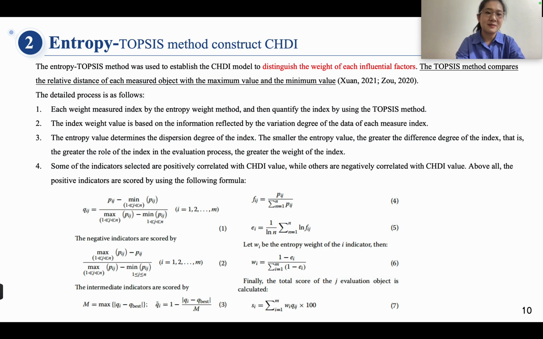The entropy-TOPSIS method was used to establish the CHDI and distinguish the weight of each influential factor. This method compares the relative distance of each measured object with the maximum value and the minimum value. And this is the detailed process and formula. If you are interested, you can read our paper to know the specific formula and process.